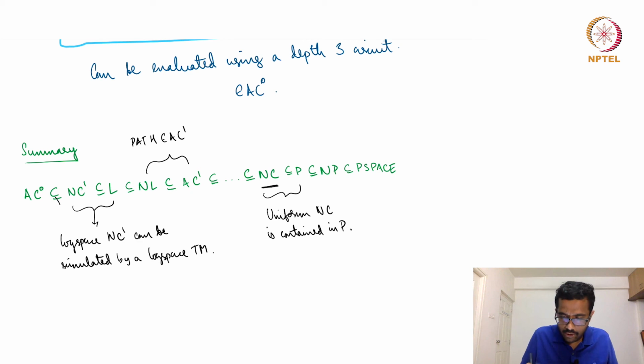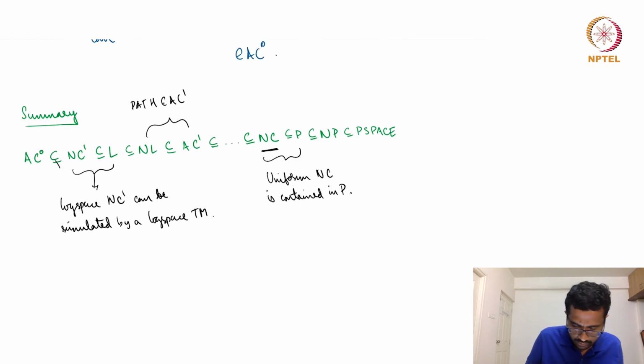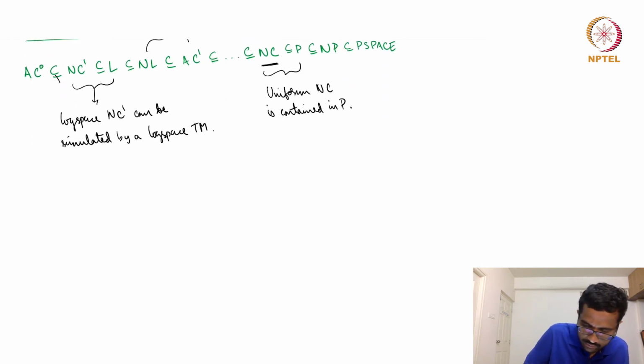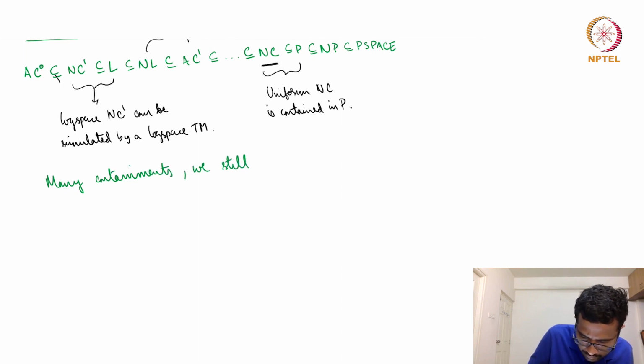And the rest are things that we already know. P is contained in NP, which is contained in PSPACE. So this is a collection of classes where we already know how they relate to each other. Many of these containments we still don't know to be strict, or proper. We still don't know if they are proper.